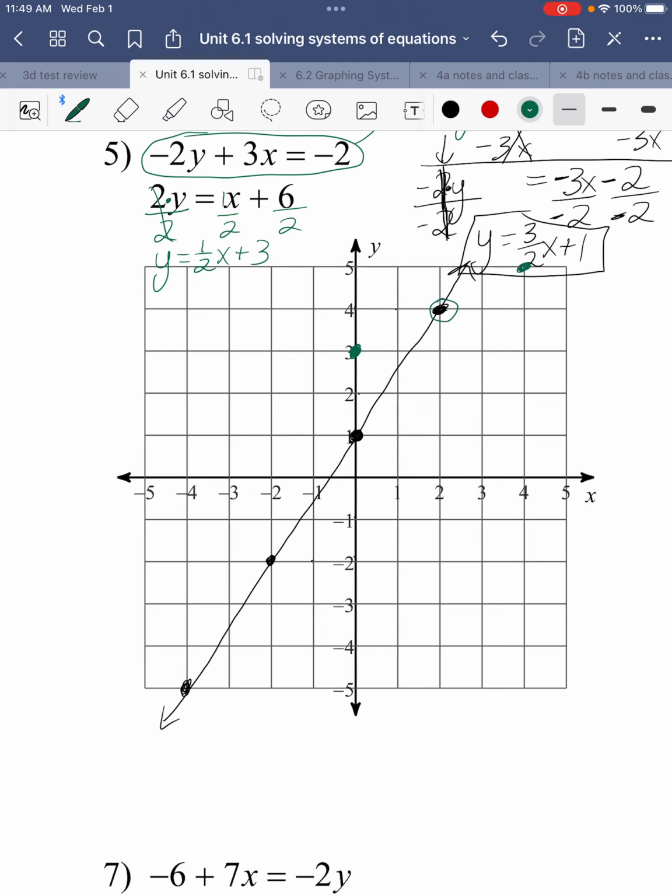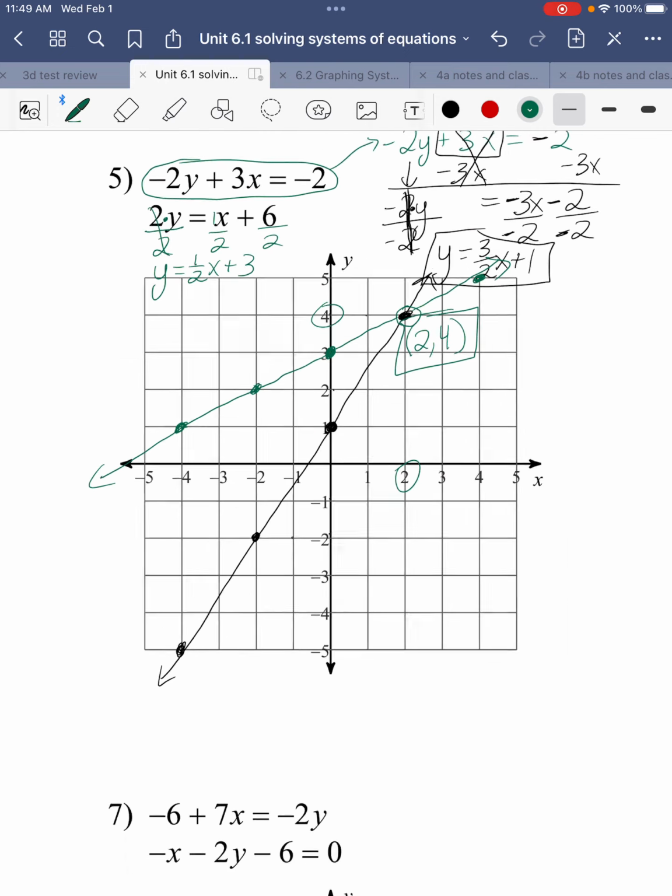I'm going to do some more points just for practice. So instead of going up and right, I'm going to go down and left 2, down and left 2. Because at some point we're going to have to use that, the opposite directions. All right, the coordinate that is the intersection point is at 2 on the x and 4 on the y. So 2, 4. That is the solution there.